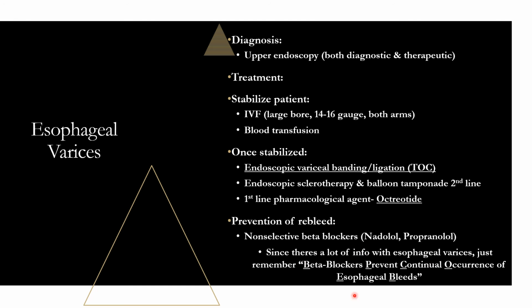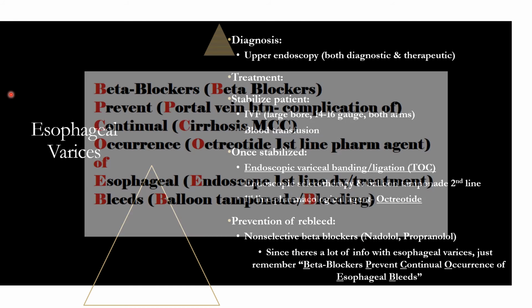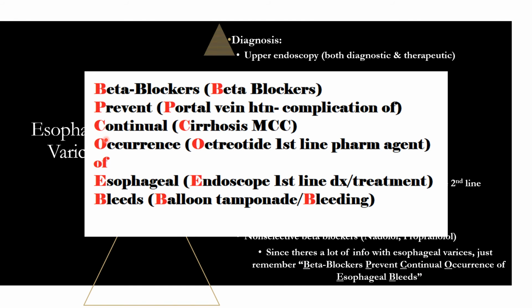So if you can remember that sentence, you can remember most of the things that you need to know for that. So beta blockers prevent continual occurrence of, that's just a placeholder, esophageal bleeds. So beta blockers stands for beta blockers, which is going to be your first line for prevention of rebleeds. Prevent is going to stand for portal vein hypertension. Remember, this is a complication of portal vein hypertension.